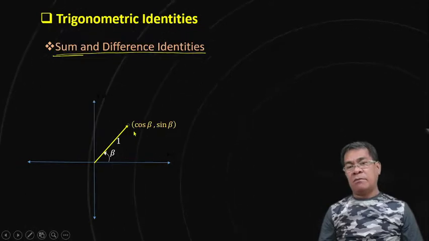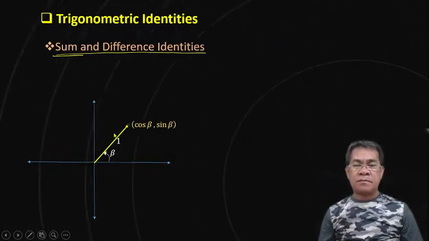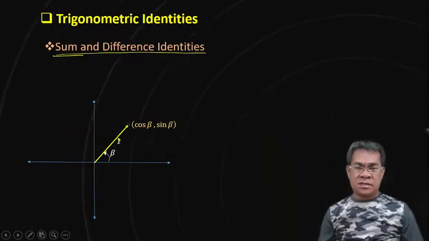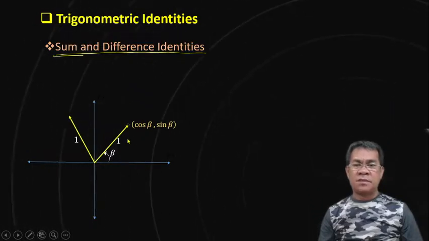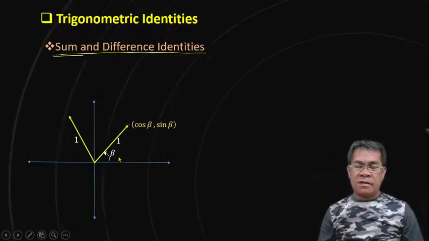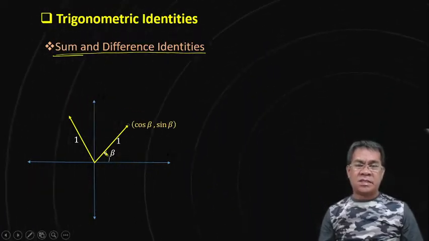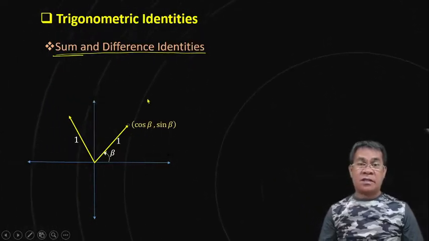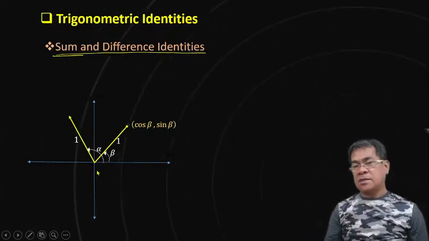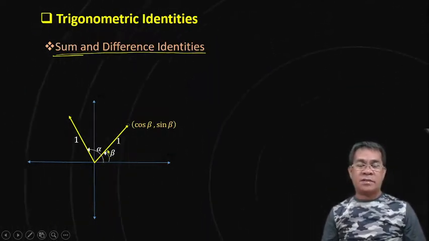Now, if we revolve this to the second quadrant of this line whose radius is equal to 1, then the angle from the positive x-axis is now increasing. So suppose we will call this alpha. Okay, so we have two lines whose length is 1.